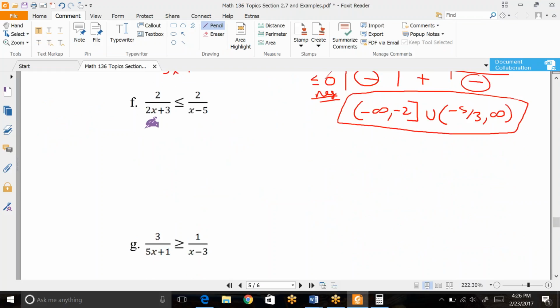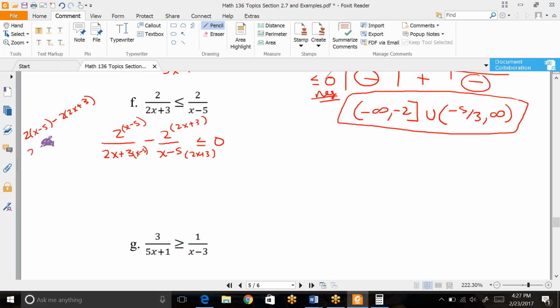Okay, F is similar to G that we did in class. Need to subtract over the fraction so that it joins the other one. Get a common denominator by multiplying this side by the x minus 5 and this side by the 2x plus 3 on both top and bottom. Work my stuff out over here on the side. 2x minus 5 minus 2 times 2x plus 3. That would be 2x minus 10 minus 4x minus 6. So my numerator is now going to be negative 2x minus 16.